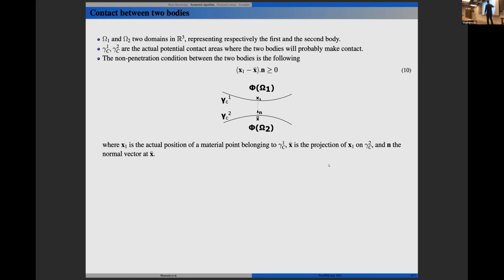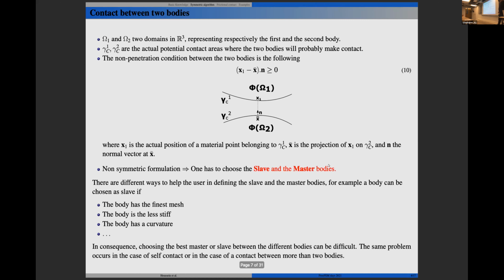But we can, for example, use different criteria to choose the best slave. For example, if the first body has a finer mesh, or is less stiff than the second, or has a curvature, it can be chosen as the slave. But what if, for example, the first body has a finer mesh and the second body is less stiff than the first body? Therefore, we have a difficulty choosing between the best slave and the best master, and this problem also occurs in self contact or in the contact of more than two bodies.